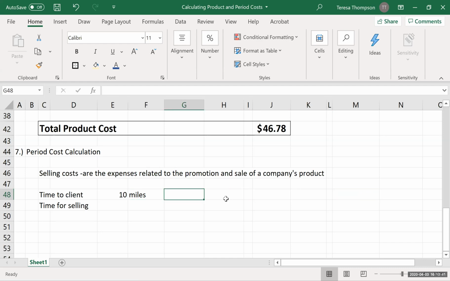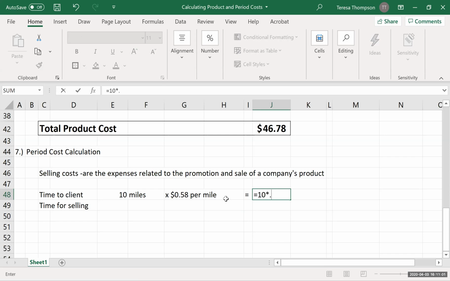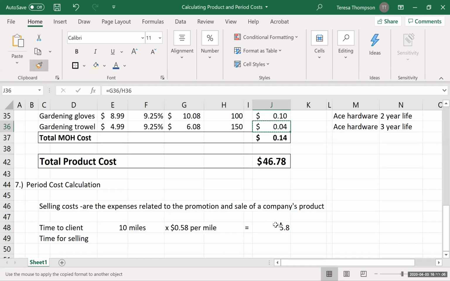Okay, I'm going to then be using the IRS's rate for business mileage. Oh goodness. Mile and equals. Okay, so 10 miles times 0.58. So that is my anticipated selling cost for 1 unit to travel to and from that one client. Again, assuming they're within that 5-mile radius.